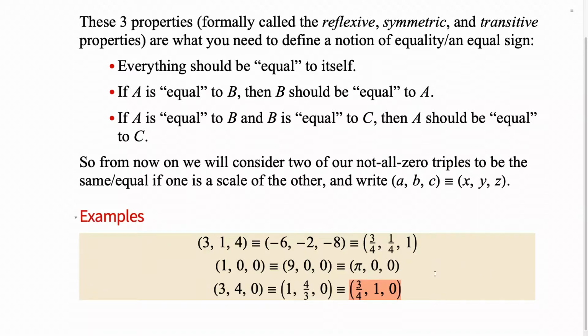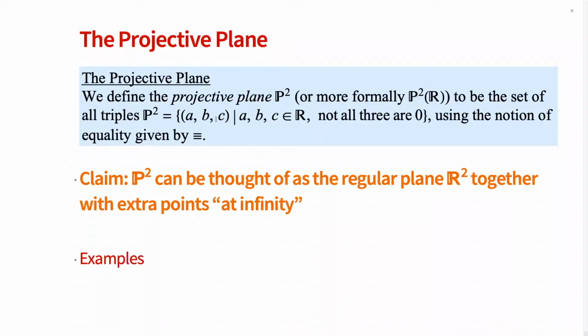Now, this equality of triples gets us where we need to go and lets us define the notion of what's called the projective plane. The projective plane uses the symbol P2, or more formally, P2 of R, if you want to emphasize you're using real numbers. We'll define that to be the set of all possible triples A, B, and C, which are real numbers and not all 0, using the notion of equality given by our new version of the equal sign.